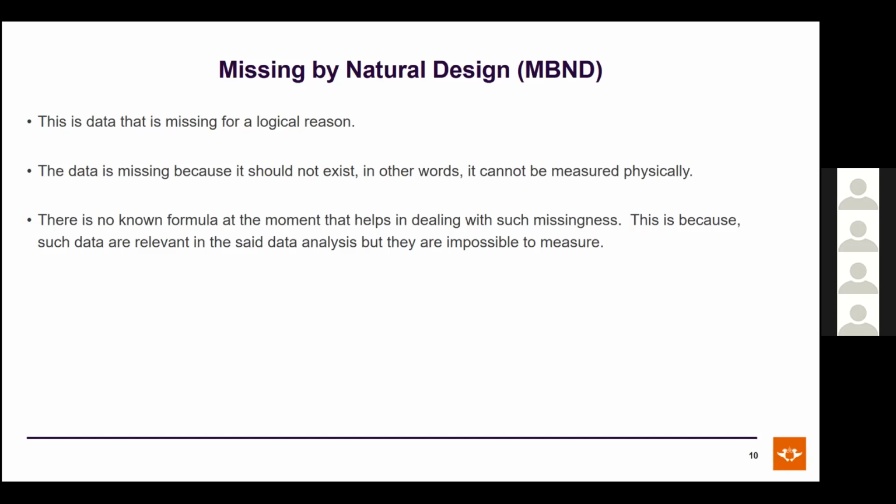So right now, there is no known formula that helps in dealing with missing by natural design. The reason for this is such data are relevant in data analysis, but they are impossible to measure. So then how do you impute such data? How do you handle such missing data?